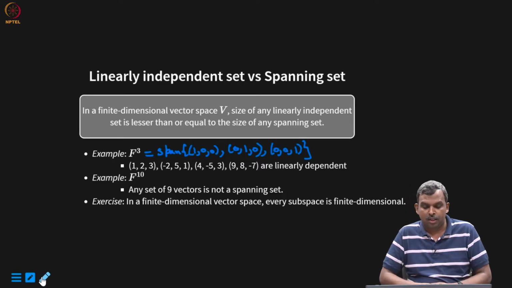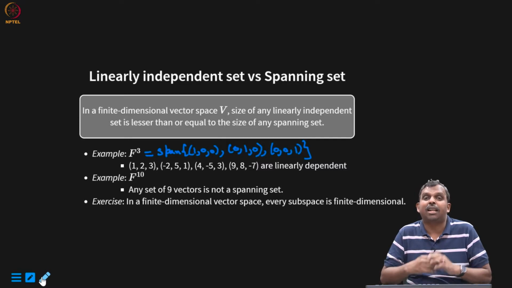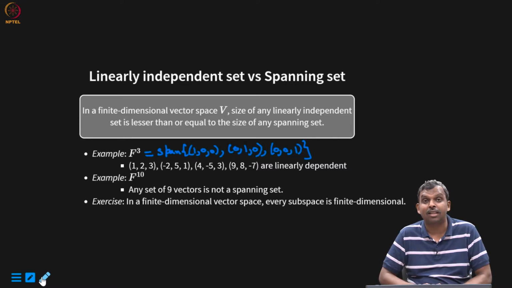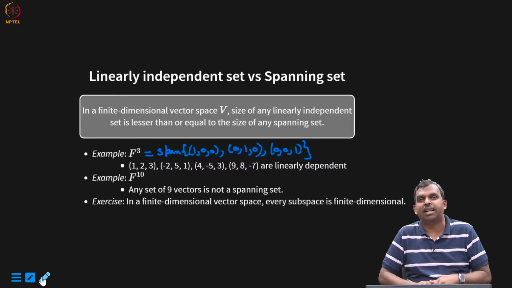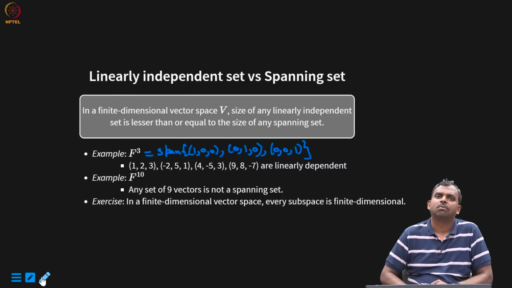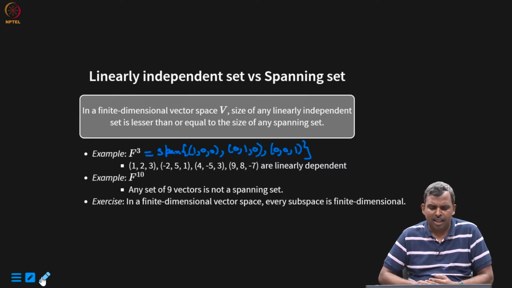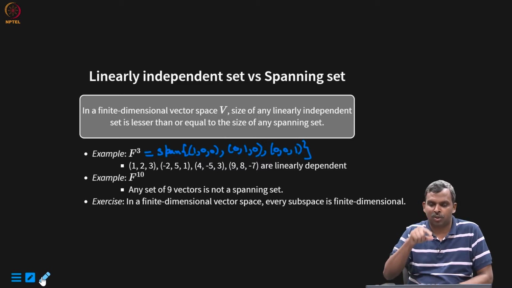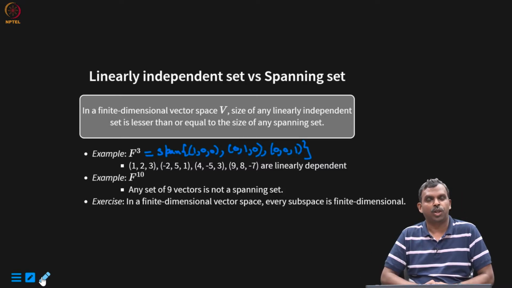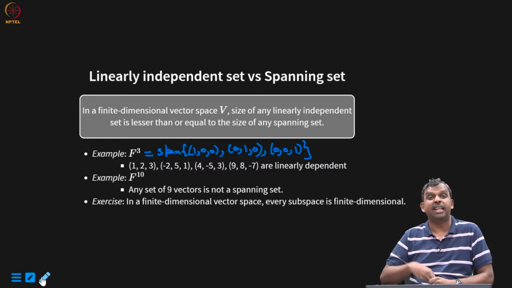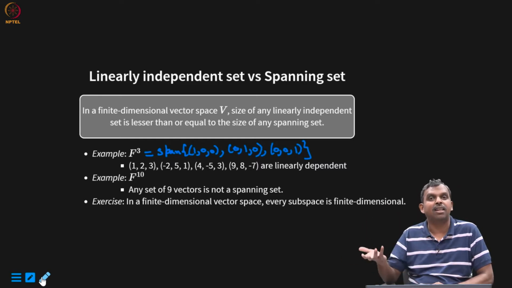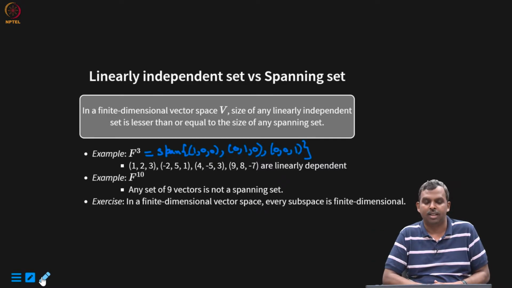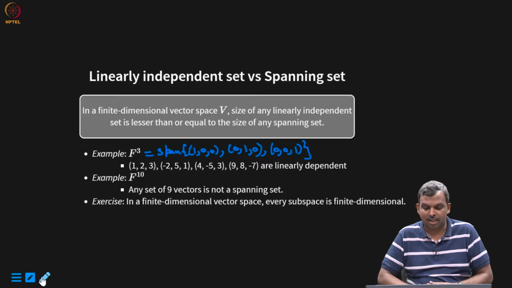Same thing you can push. So, for instance, if you have F10, you can argue that any set of 9 vectors will not be a spanning set. Why is that? Think about that. If you take the standard set of F10, 1 0 0 0, 0 1 0 0, 0 0 1 0 like that, that is a linearly independent set, isn't it? You can show it is a linearly independent set. So, any spanning set should have at least 10 vectors. So, you cannot have a spanning set with 9 vectors for F10. These are the nice results that one can show once you have this result.